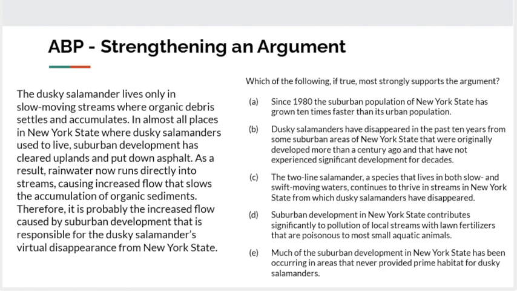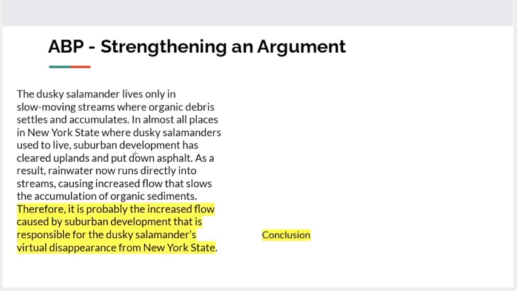We want to remember that our first step is to identify the conclusion, and while the conclusion won't always be signaled by the word therefore, the word therefore is usually a signal that the conclusion is about to be stated. So there is our conclusion. It is probably, not definitely, but probably the increased flow caused by suburban development that is responsible for the dusky salamander's virtual disappearance.